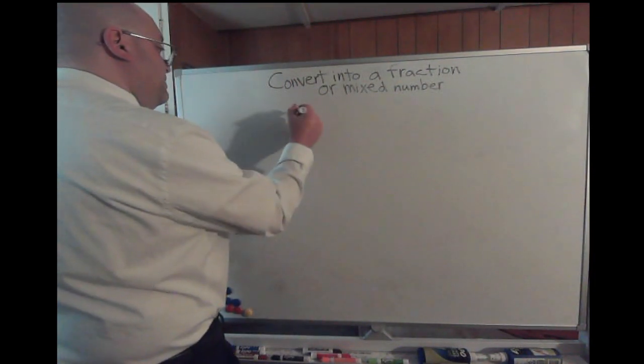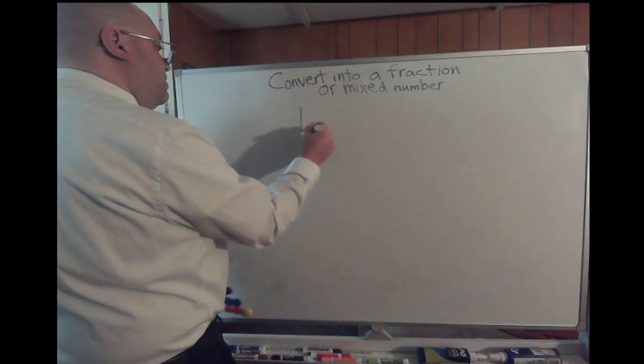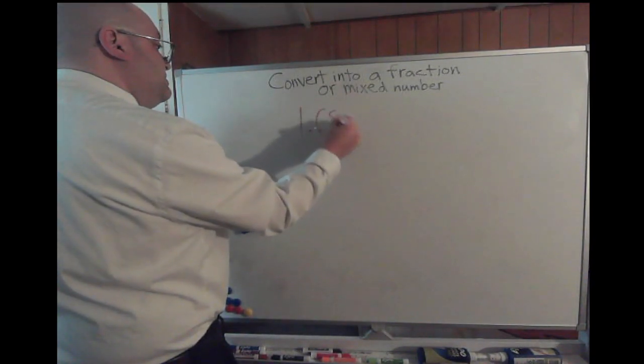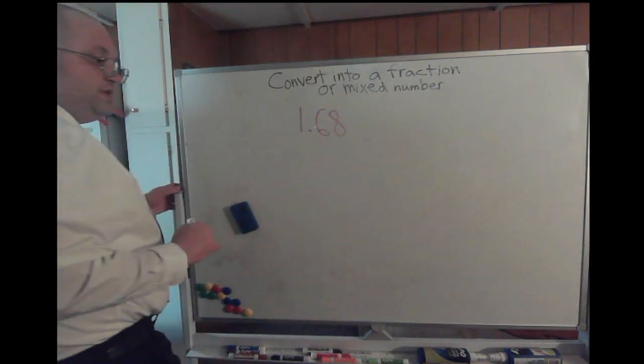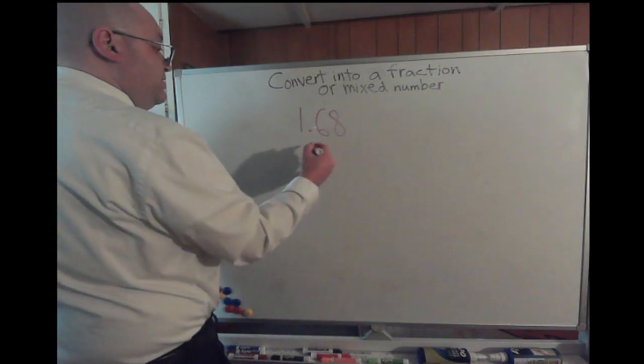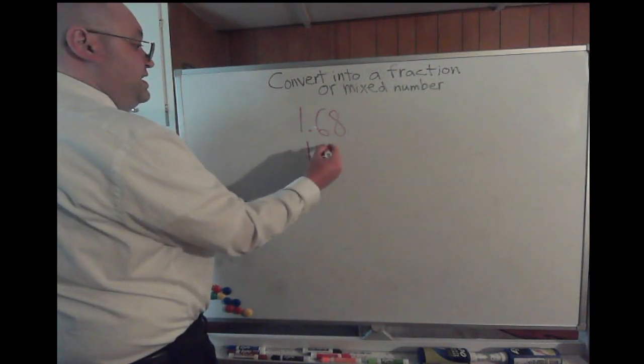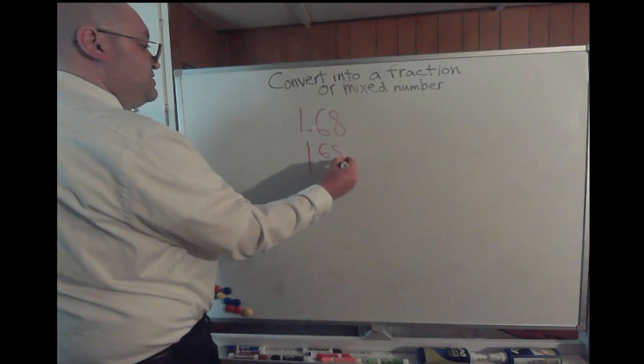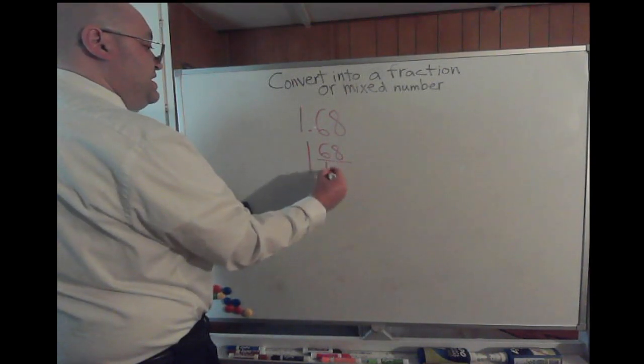Alright, then we have 1.68. We've been given 1.68, which can be read as 1 68/100ths. So the whole number 1 will stay. Then you have the 68/100ths. You'll have 1 68/100ths.